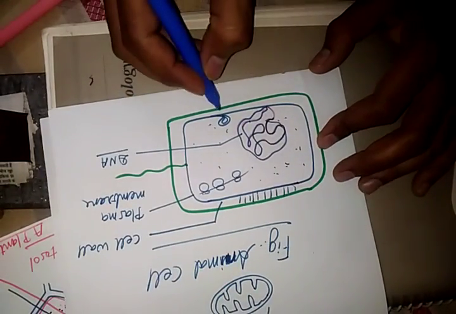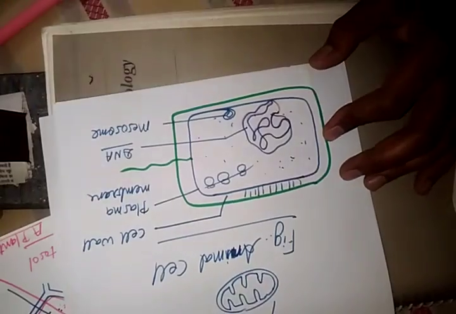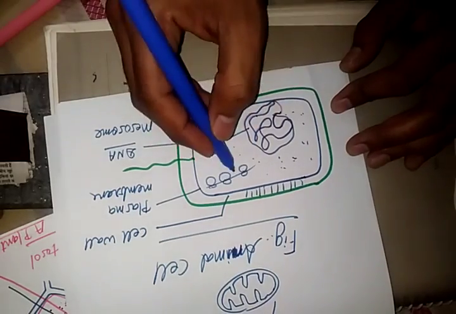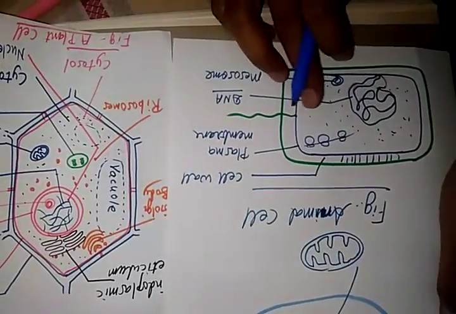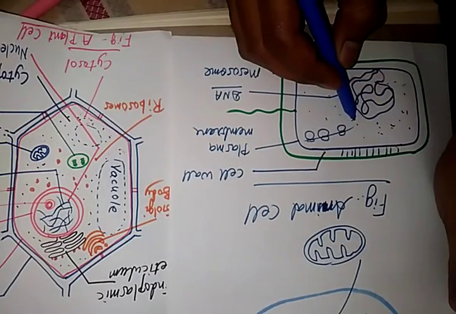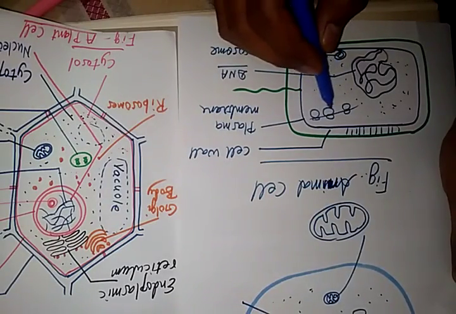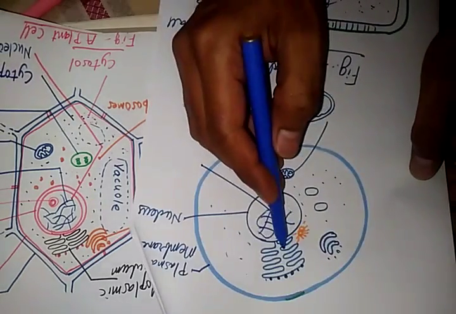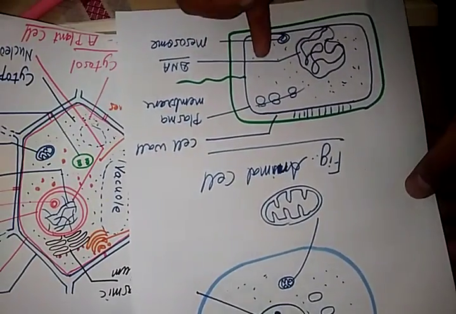And mesosome, bacterial flagella, cytoplasm, ribosomes, etc. And here the important thing is that bacterial cell is very simple. It doesn't have a nucleus, okay. It doesn't have mitochondria, it doesn't have chloroplast, but it has ribosomes, okay. It doesn't have endoplasmic reticulum, it doesn't have Golgi body, it doesn't have mitochondria, chloroplast.